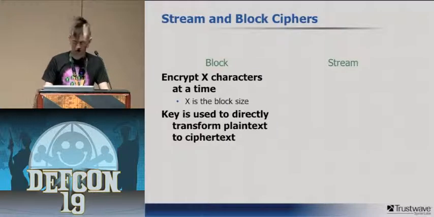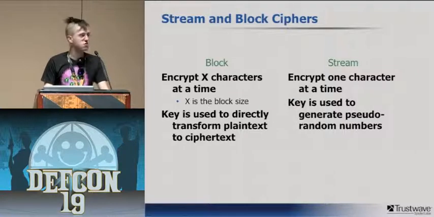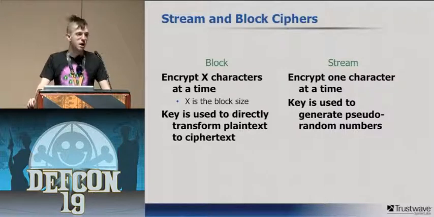Whereas with stream ciphers, you're encrypting one character at a time, one byte at a time. And the key is used as a seed to a pseudo-random number generator. It might be worth mentioning what a pseudo-random number generator is. It generates numbers that look random but are not.